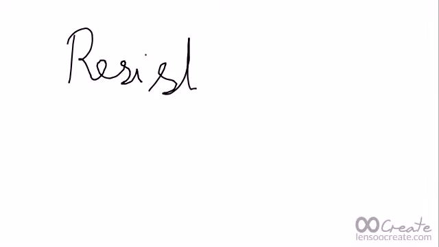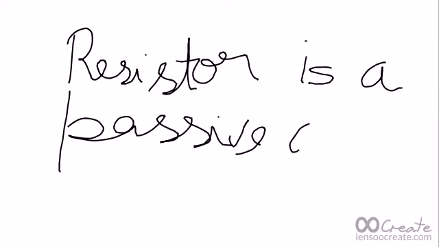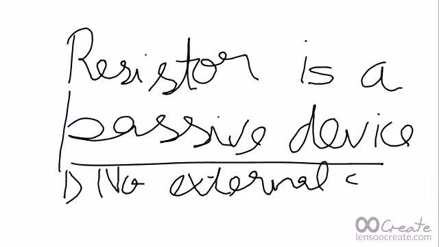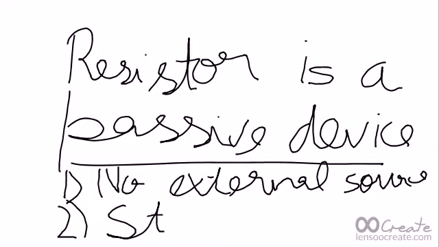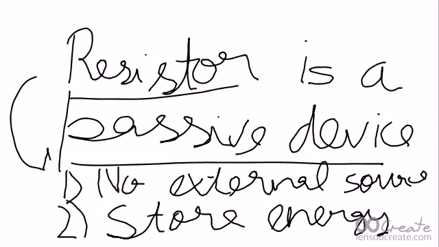And a resistor is a passive device. So what are passive and active devices? Passive devices are those devices which do not require external sources for their operation. No external source. So a resistor does not require any external source. And passive devices store energy or maintain energy in the form of voltage or current. So they store energy. Fine. So our resistor is a passive device.